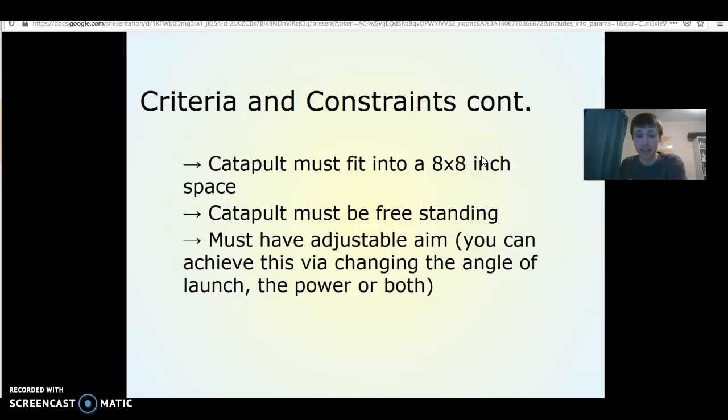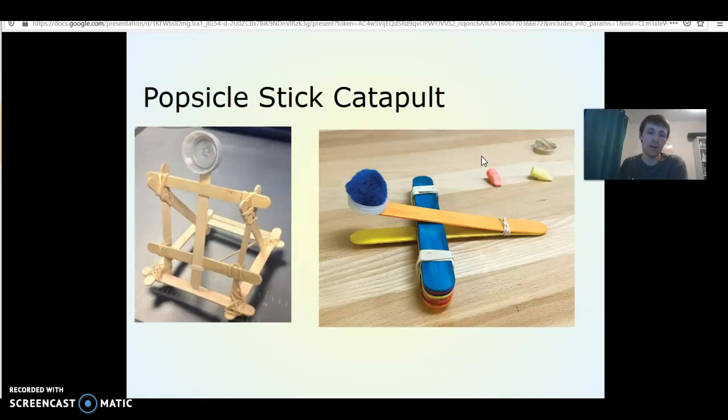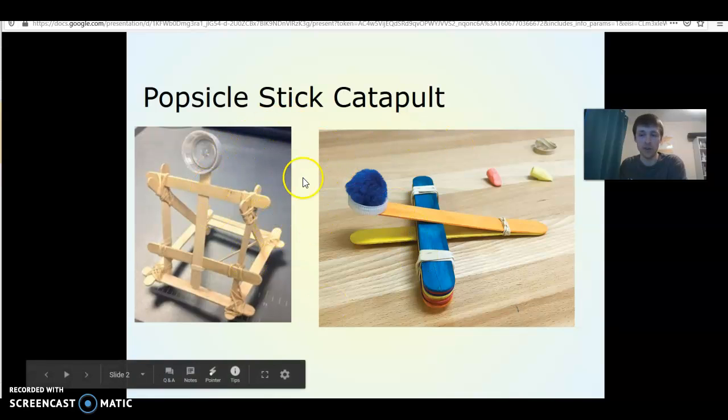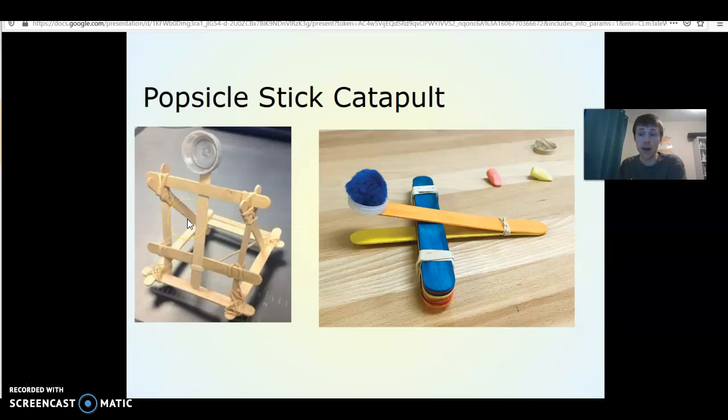Must have an adjustable aim. And you can achieve this in 2 ways. You can either change the angle of launch or the power of launch, or both. So how do we do that? Well, if we take a look at this example over here, let's say we look at this catapult on the left. To change the power of launch, we can either change how far back we pull our lever before we launch. We can change how many rubber bands attached to the bottom here. That would give us more power as well. We could change the length of our lever.